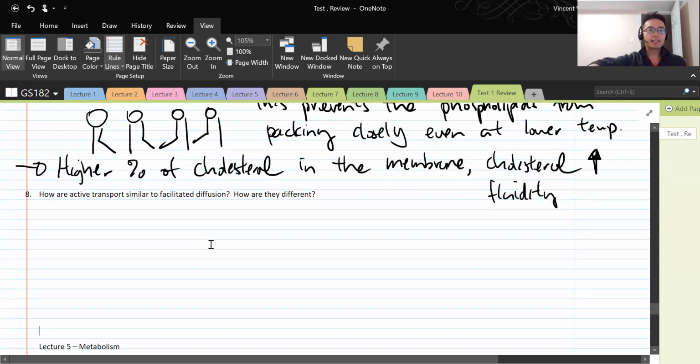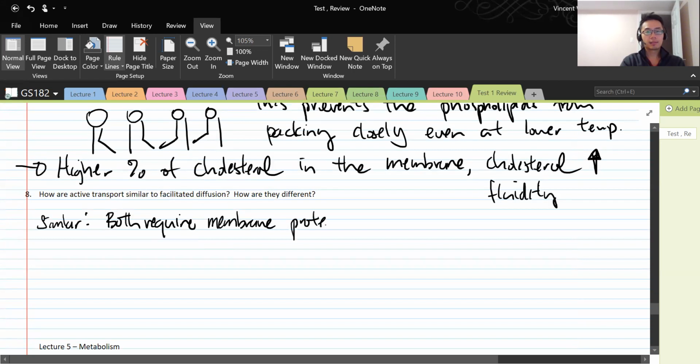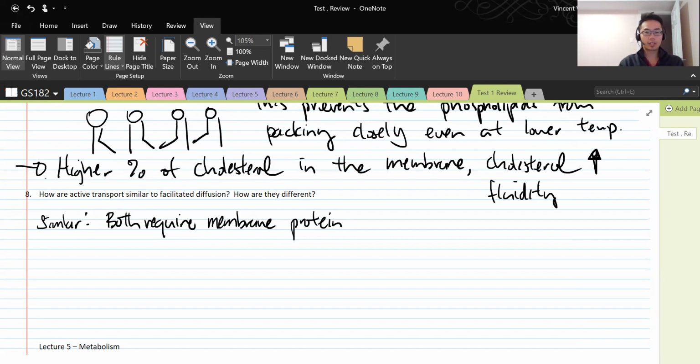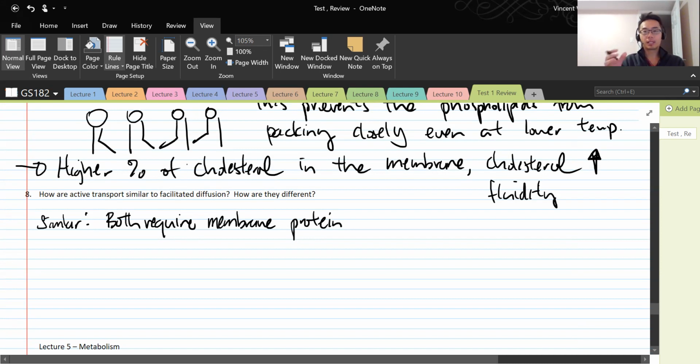Next one, how is active transport similar to facilitated diffusion, and how are they different? Okay, they are similar because both require membrane protein. Okay, so active transport, when we're talking about the sodium potassium pump, that requires a membrane protein. Facilitated diffusion, right? The Pac-Man that I talk about, and then the tunnel, those are membrane proteins. How are they different?